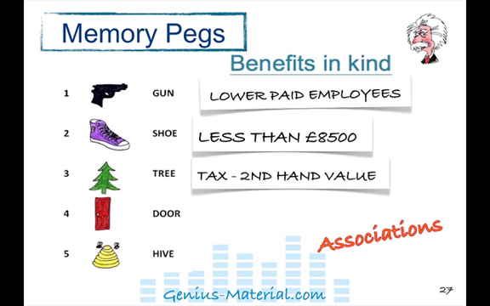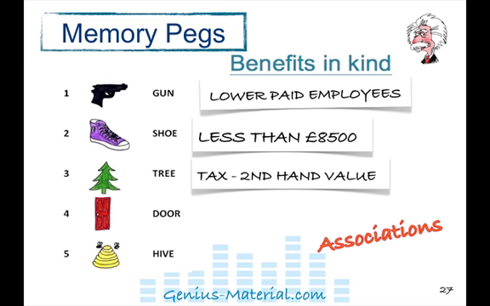How are we going to associate shoe with less than £8,500? Well, I don't think that shoe's worth £8,500, do you? I've never seen a pair of shoes that cost that to buy. Maybe you have. But certainly those shoes that I've drawn are the sort that you buy for £3.99 from the market. So they're definitely less than £8,500. So I'm going to associate the price of the shoe with the threshold of £8,500. Do you see what I'm getting at?